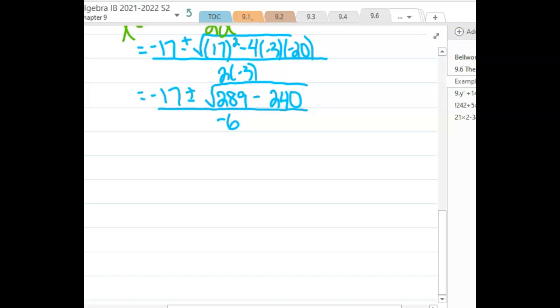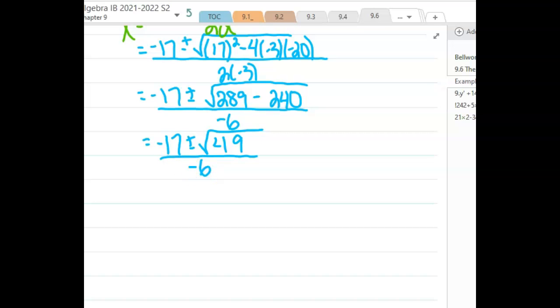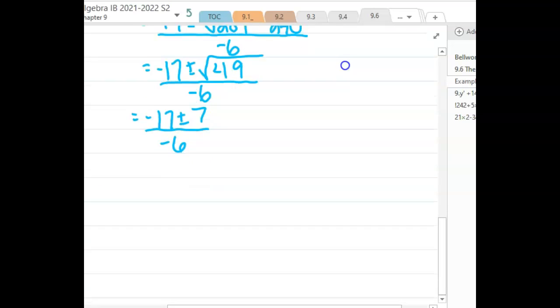If you can get past this step, usually we start to see the light at the end of the tunnel a little bit. Because now I can subtract those. It'd be negative 17 plus or minus the square root. When I subtract these, 289 minus 240, that gives me 49 over negative 6, not changing anything else, just that subtraction. Well, now I can take the square root of 49, so we get negative 17 plus or minus 7, and it is still over negative 6.